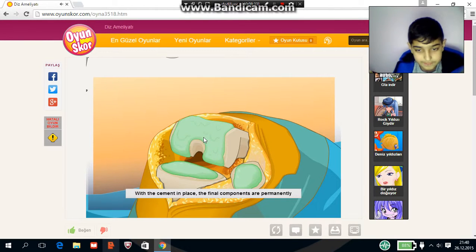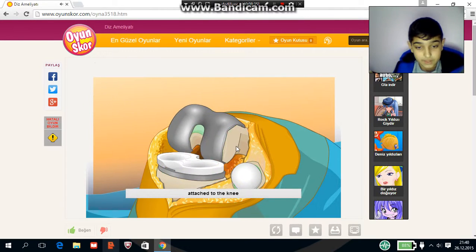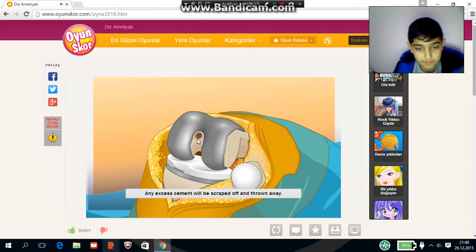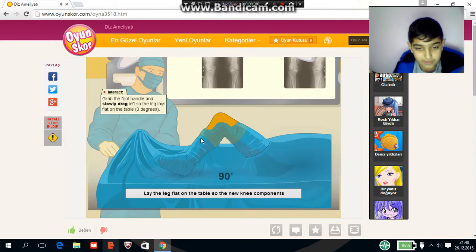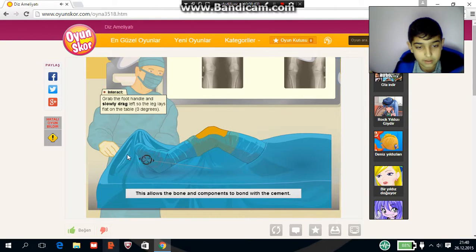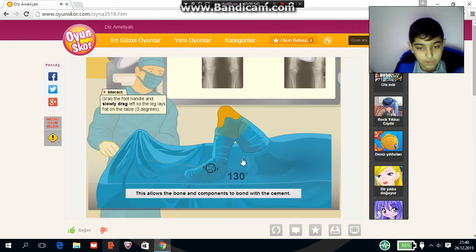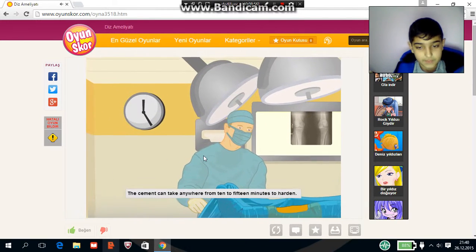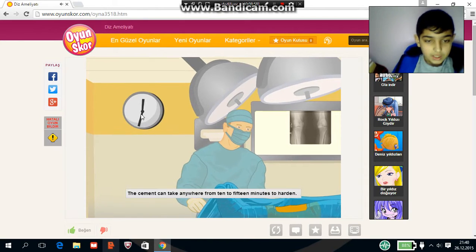With the cement in place, the final components are permanently attached to the knee. Any excess cement will be scraped off and thrown away. Lay the leg flat on the table so the new knee components put pressure on each other. This allows the bone and components to bond with the cement. The cement can take anywhere from 10 to 15 minutes to harden.